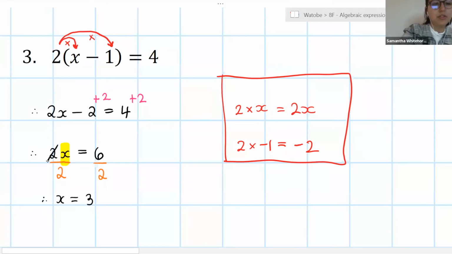Remember, 2 divided by 2 is 1, so I'm actually just left with an x. And so I've got x is equal to 3. I'm seeing some lovely answers. Well done, everyone. Really good job.